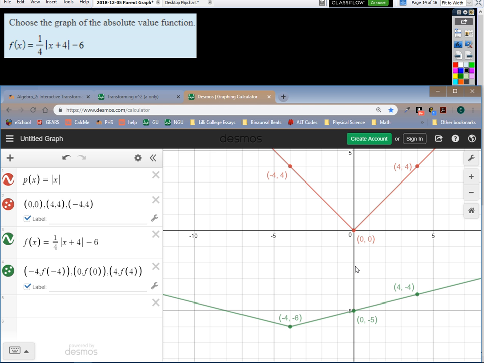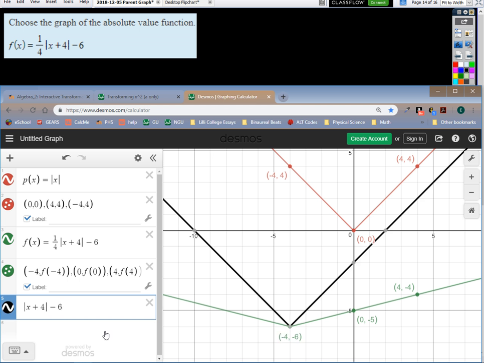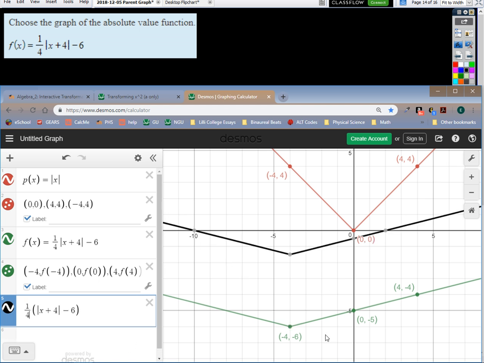A common mistake would have been to go absolute value of x plus 4, and then do our vertical translation, going down 6, and then dilate the whole thing. Look what would have happened: we would have gotten the wrong answer. So what's the moral of the story? You have to do the vertical dilation before you do the vertical translation. Okay, we'll talk more tomorrow.